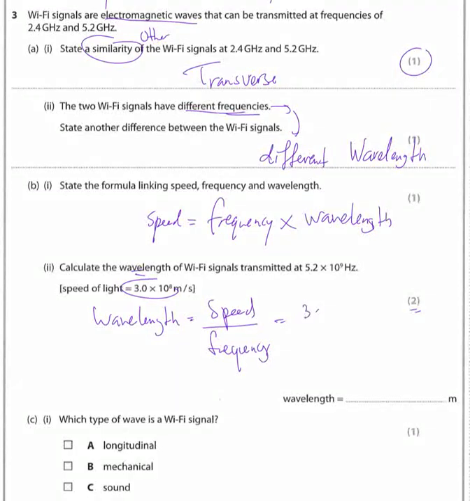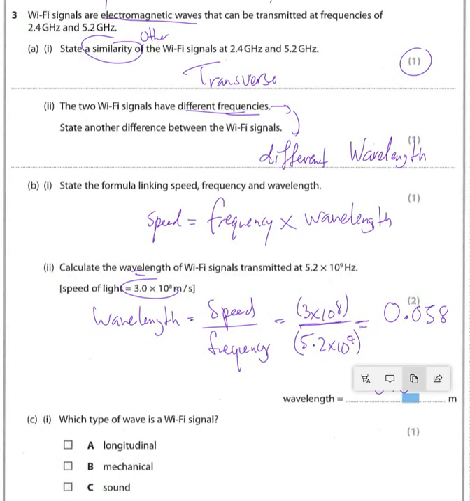Now the speed we know, everything we know. So I'll just plug this into my calculator as it is. I will not change anything. I'll make sure to use brackets because some calculators are not good at BODMAS. So make sure that you put your brackets there just to be safe. So 0.058. So this here is my answer.